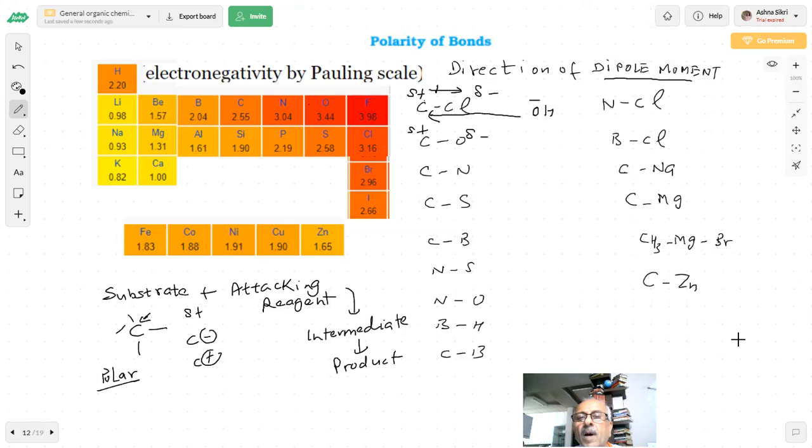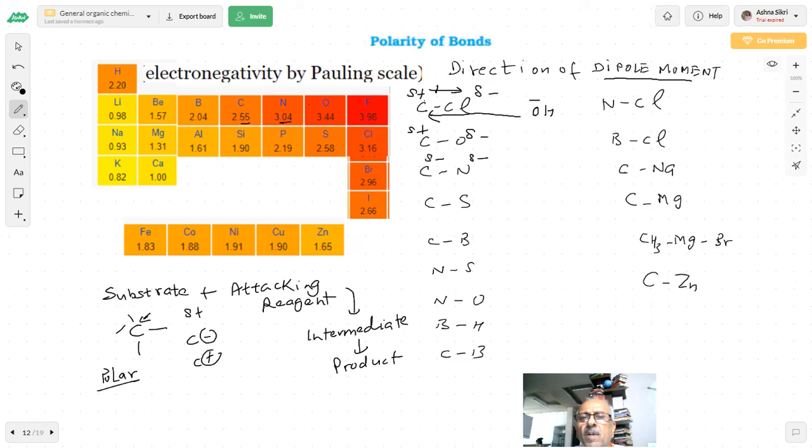Carbon, sir. Nitrogen and carbon, which is more electronegative? Carbon, sir. What is the value of carbon? 2.55. What is the value of nitrogen? Which is more? This is 3.04, nitrogen. Carbon is 2.55. So which side will the electron be attracted? Nitrogen. Then why are you saying negative?